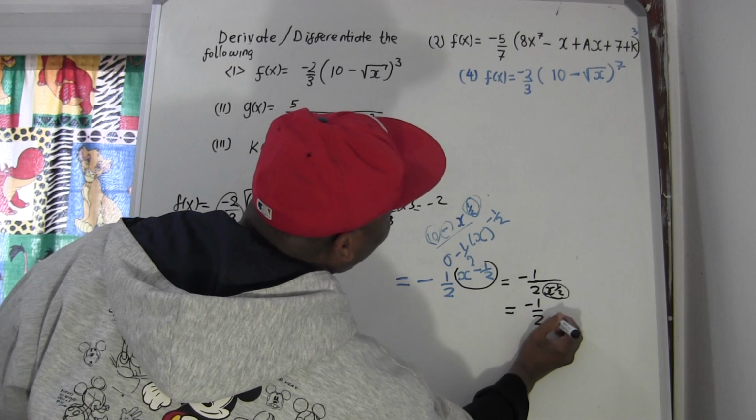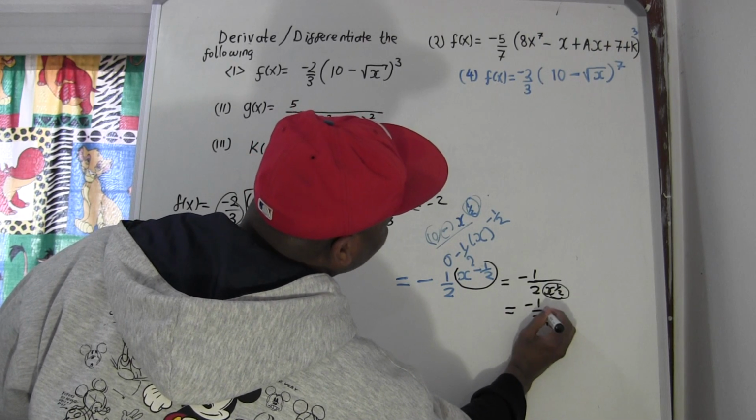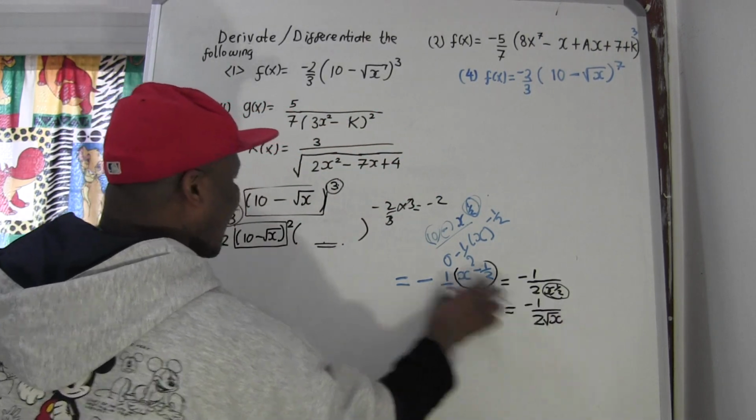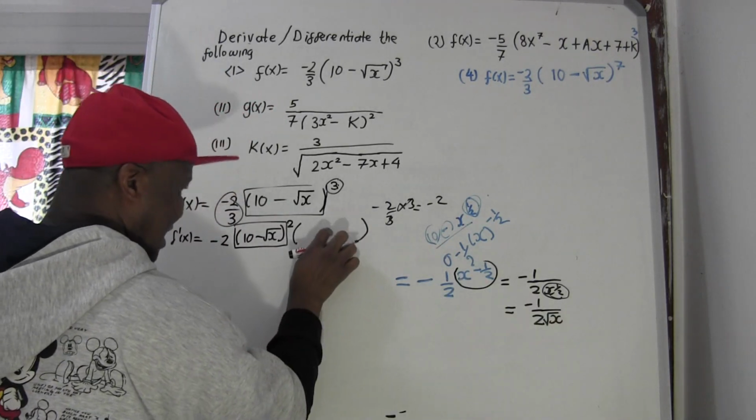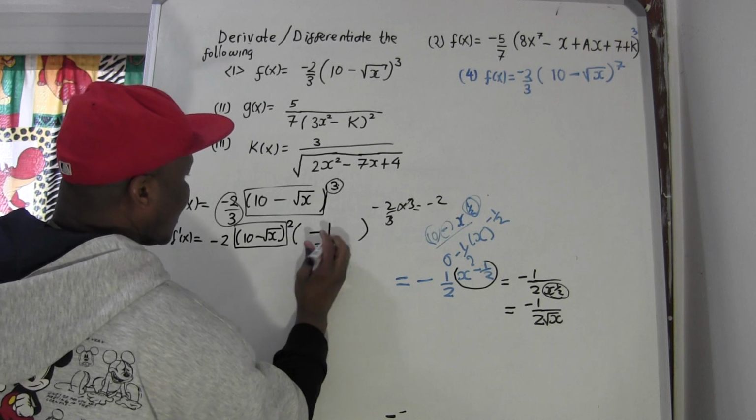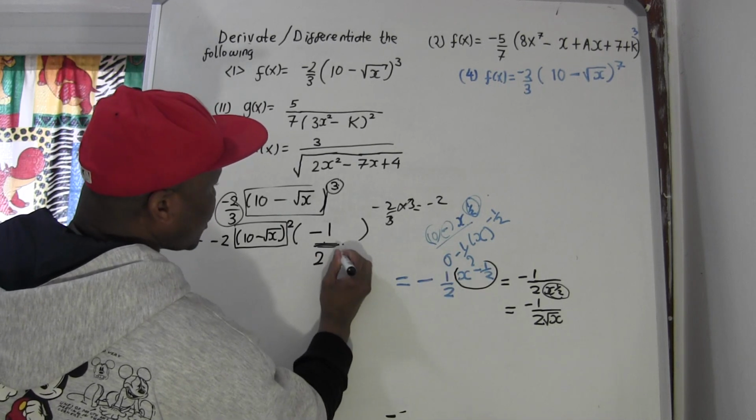When you say any number to the power 1/2, it is like the square root of that number. So if I differentiate everything in here, I get that. So I'm going to write here: it's going to become -1/2 square root of x.